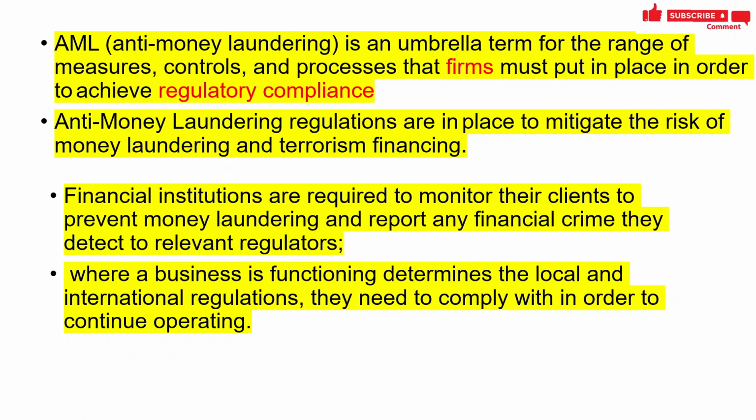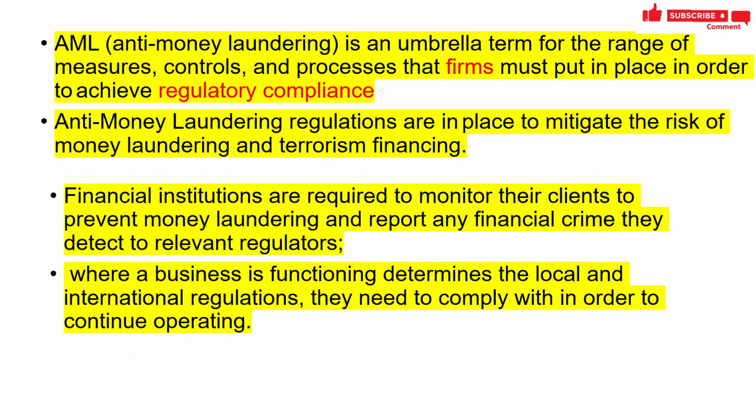Now coming to this financial crime part, financial crime is a very big term. I will explain it to you in my next videos. Collectively, all money laundering activities are collected inside financial crime. Financial crime also includes terror financing. Now coming to the fourth point, where a business is functioning determines the local and international regulation they need to comply with in order to continue operating. As I told you earlier, every country has its own regulators, with their own rules, regulations and protocol for their financial institutions and NBFCs.